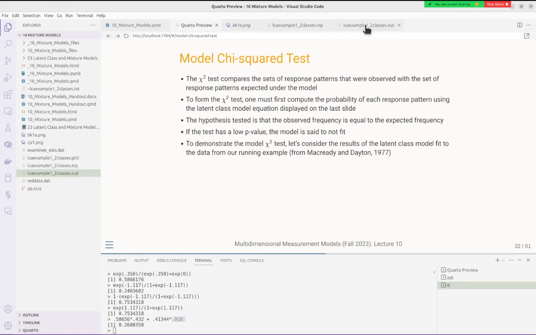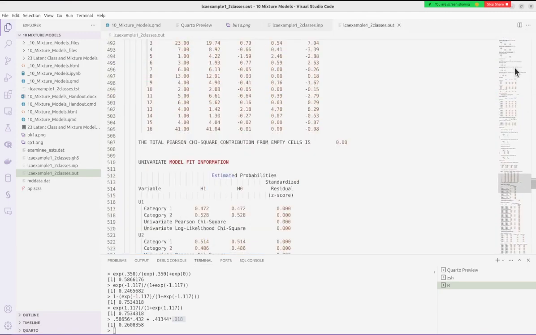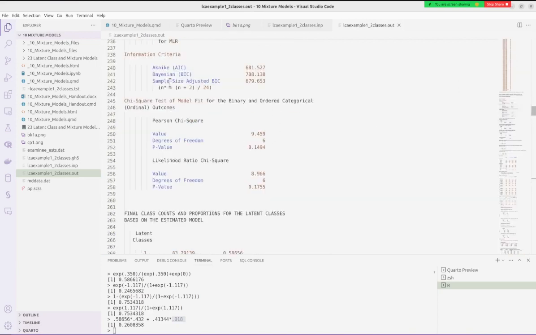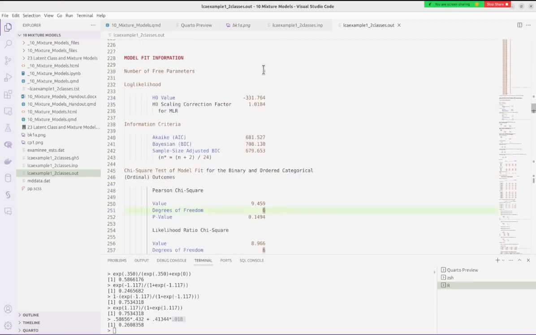No questions. Okay, so Tech 10 gives you this output, but this output is actually summarized at the top of our output here, the chi-squared test of model fit. Here we have 6 degrees of freedom. The degrees of freedom comes from the number of response patterns, 16, minus the number of parameters. We had 9 parameters estimated. So 16 minus 9 is 7, minus 1. So response patterns minus parameters minus 1 gives you degrees of freedom.